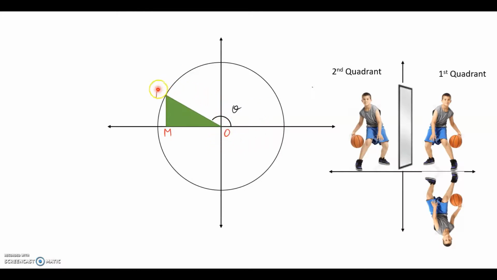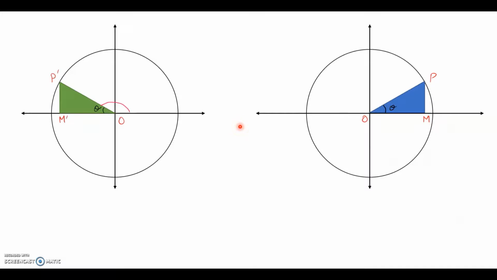So I'm going to take this particular triangle. Let's assume that this is our theta and this is our mirror image triangle that we have formed, and our objective is to find the trigonometric ratios for this theta, which is about 90 degrees. So this triangle is the mirror image of this triangle here.